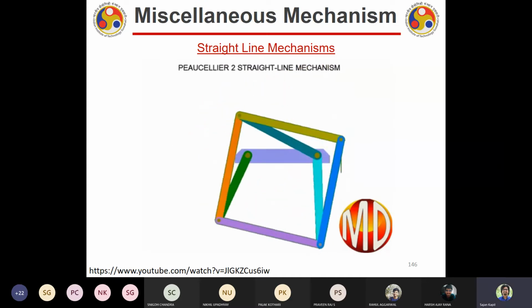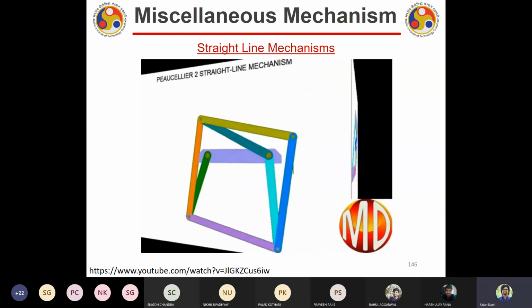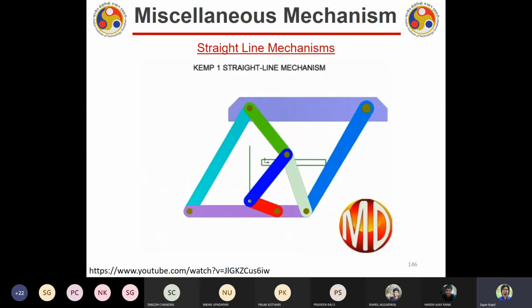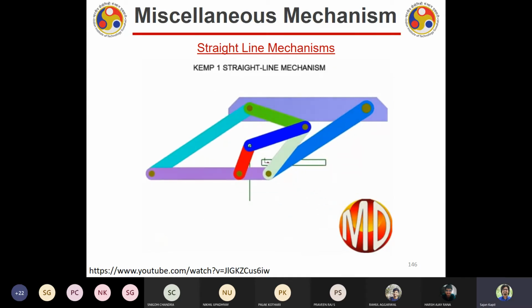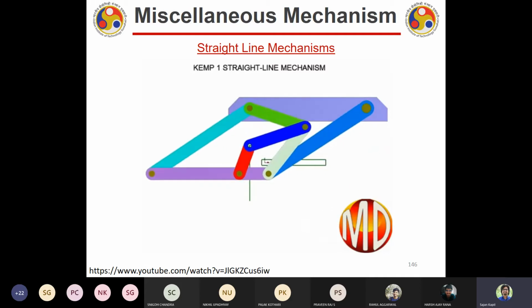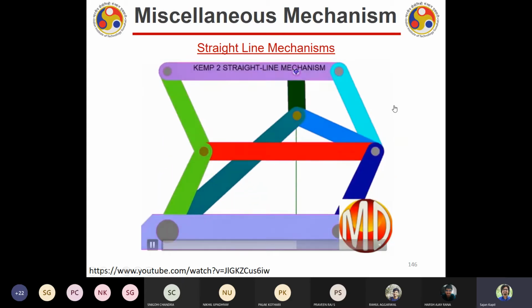Okay, this is another version of the Peculiar mechanism. This is the Kemp 1 straight line mechanism. This is again an exact straight line mechanism. This is Kemp 2, again an exact straight line mechanism.